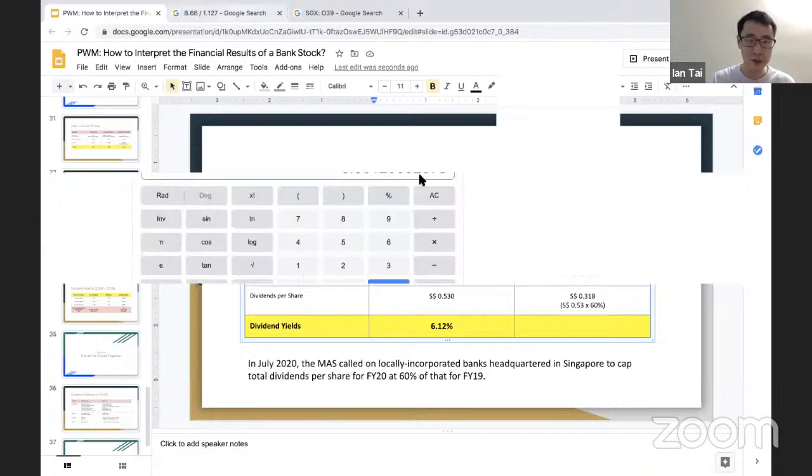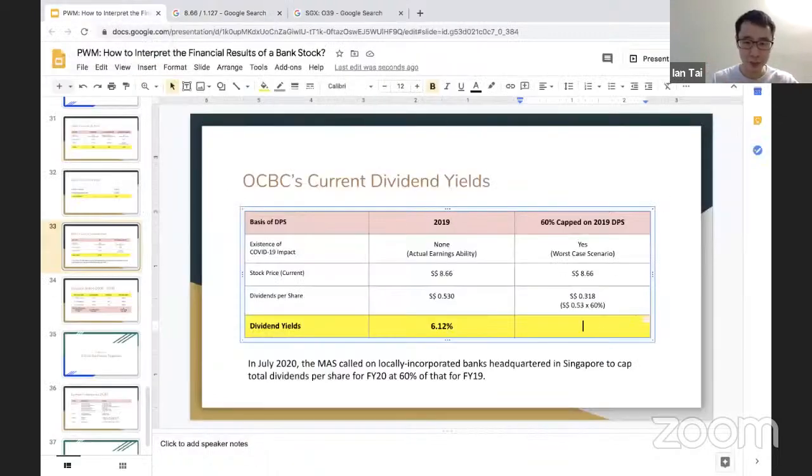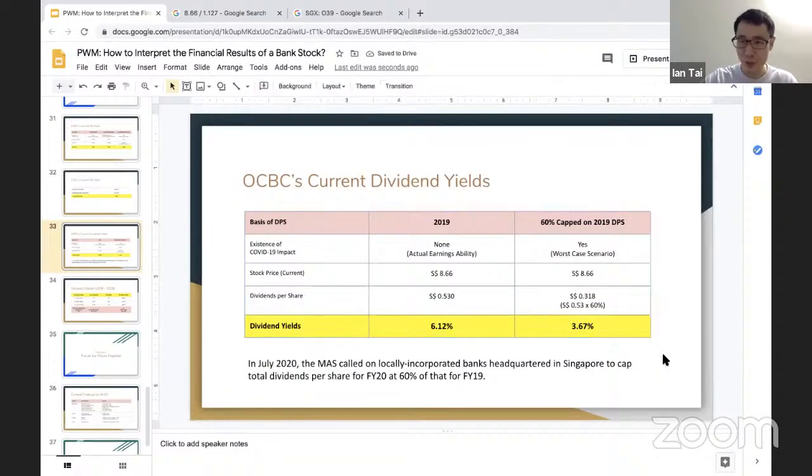So what you do now is that we have to take this 6.12 and times 60%. So therefore, your new dividend yield, at least temporarily, for OCBC Bank will be 3.67%. So guys, maybe you can do another poll whereby which of these two figures do you think is more realistic for your assessment of OCBC Bank? Is it 6.12%, which is based on the 2019 figure? Or is it the cap?